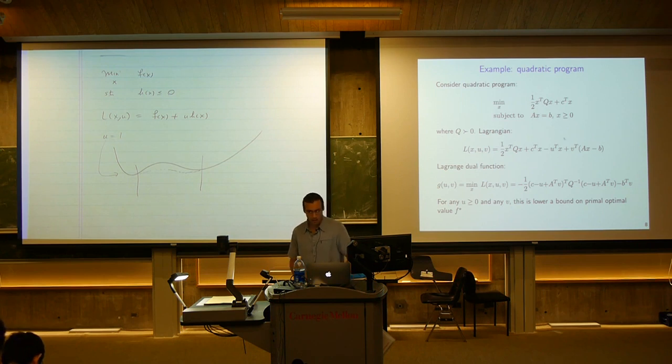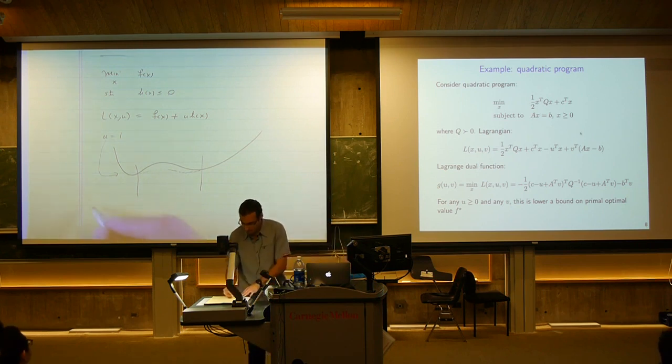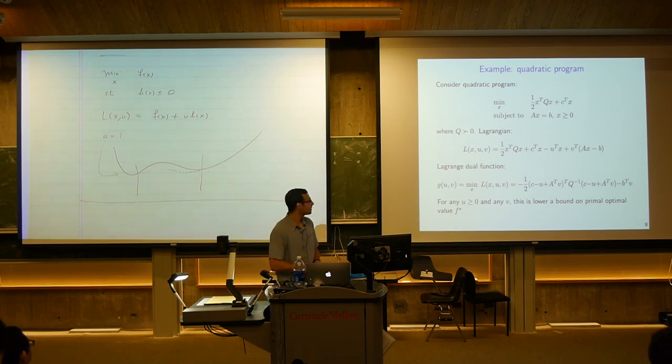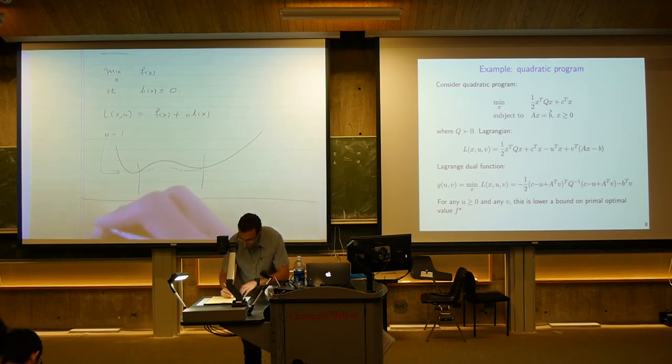So the Lagrangian follows from our usual recipe, which is we take the criterion value, 1/2 x transpose Qx plus c transpose x. We add, let's say, v transpose times the equality constraints, right? Really, we could write it like this if we wanted to match our notation from the previous slide, but it's the same thing.